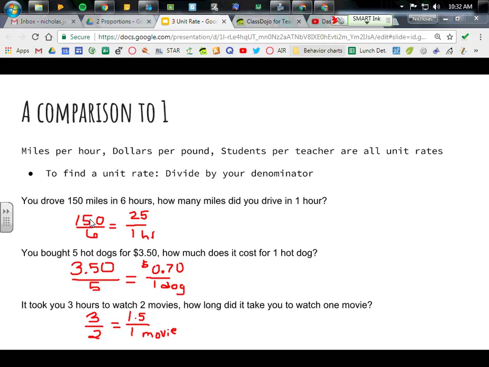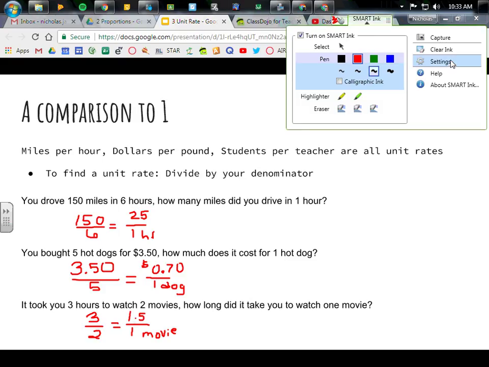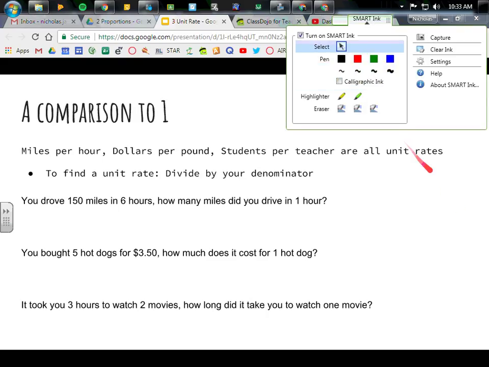Obviously, you have to set up your ratio properly first, right? Usually, in all of these cases, if the problem is saying how many miles did you drive, if that's what you're looking for, you should put that as your numerator, and all of these problems are giving you 1, so you know that your denominator should be whatever it is you want to reduce to 1. All right, so let's move on here. Clearing ink and moving on.